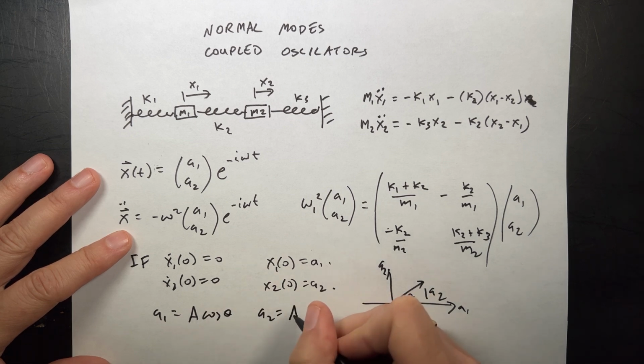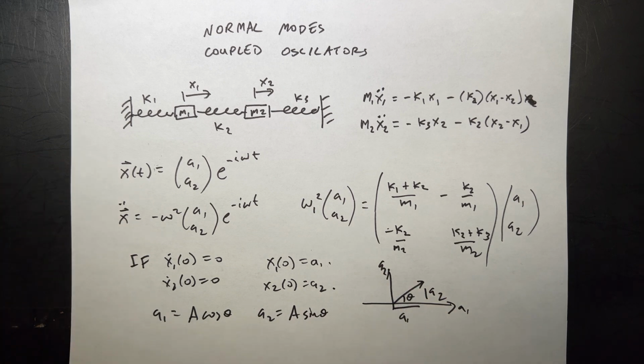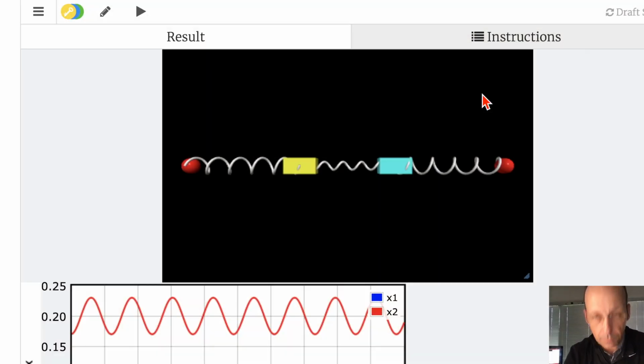A2 is A sine theta, and then I'll just change theta and see what happens. So let's go ahead and do that. Let's do our simple coupled oscillator program, which just uses Newton's second law, and I'm just going to vary the initial conditions. So going back over here.